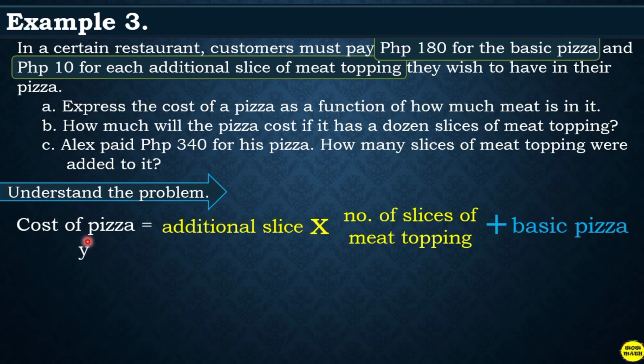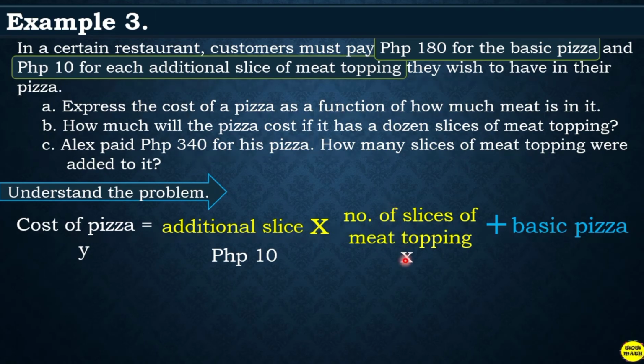The cost of pizza is our y. So let y be the cost of your pizza. And then the additional slice, how much? That is 10 pesos. So for each additional slice, that is 10 pesos. Now, what do we multiply it by? How many? That is our x, because we do not know yet. It depends on the number of additional slices.